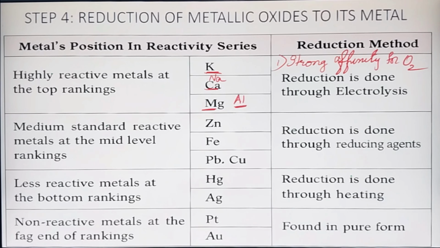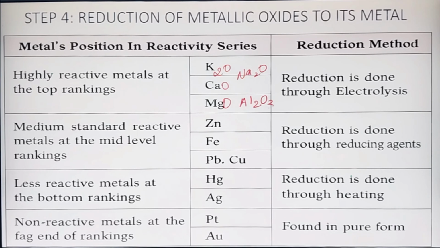The word affinity means nothing but they have a strong affection, a strong love, a strong attraction for oxygen. So if these metals are there, they will never be ready to leave oxygen out of them. For example, if I have K2O, Na2O, calcium oxide, magnesium oxide, aluminium oxide, all these will have a strong love with oxygen. And because of this strong affinity, because of their strong love for oxygen, they will not be ready to leave that oxygen.